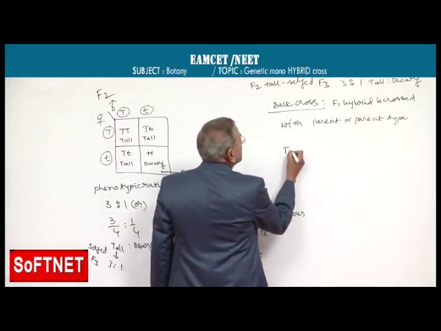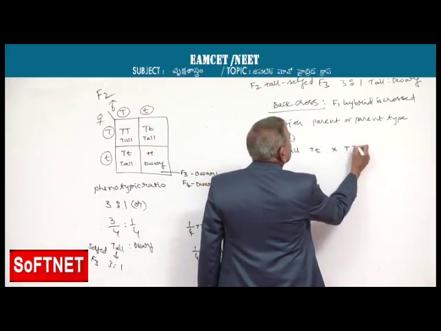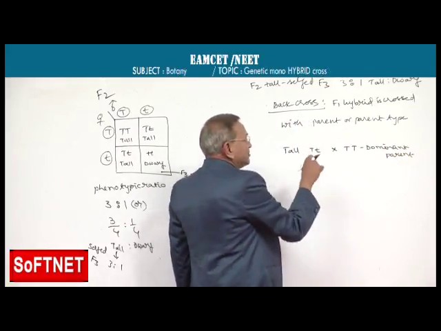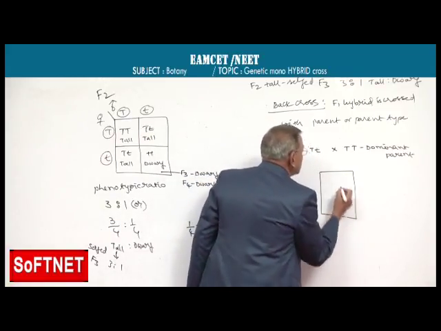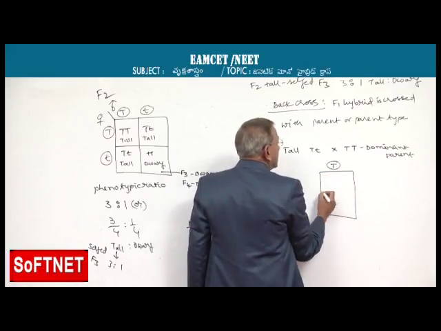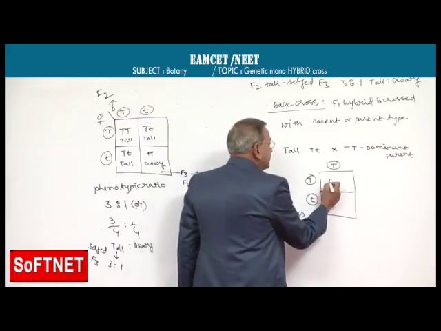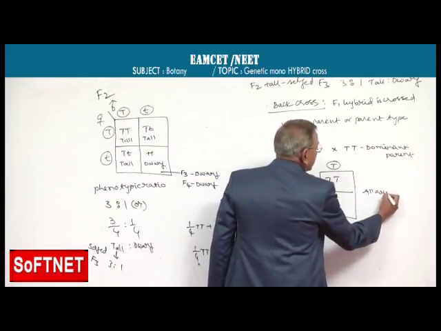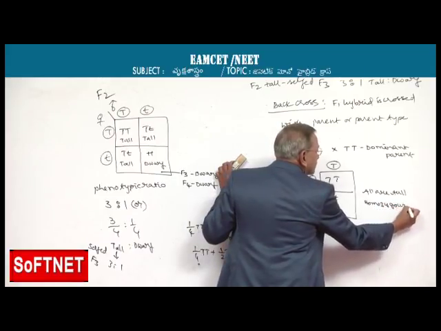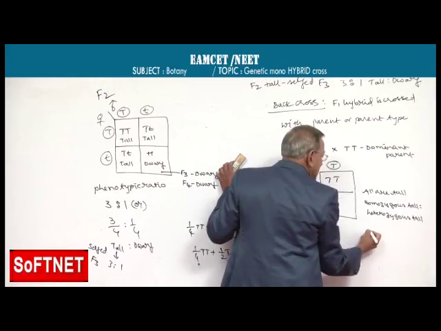The F1 hybrid is tall. This is the phenotype. The genotype is capital T small t. This is crossed first with the dominant parent type. Since it is heterozygous, it produces 2 kinds of gametes. And since this is homozygous, it produces only 1 kind of gamete. This produces only T, whereas this produces 50% gametes capital T, remaining 50% gametes small t. And here the progeny are all tall, but homozygous tall to heterozygous tall is 1:1.